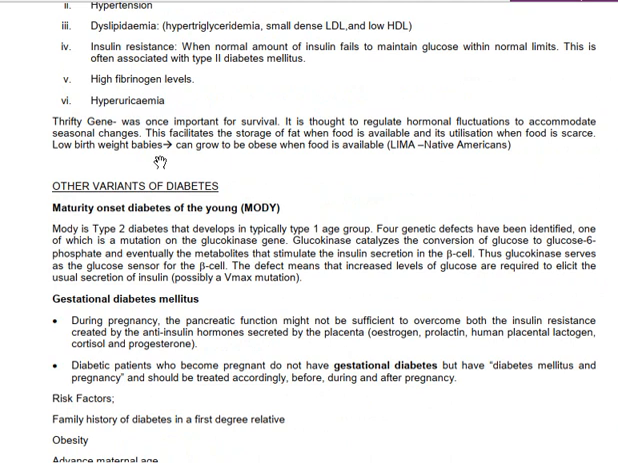Now, what are other variants of diabetes? We have type 1 diabetes, we have type 2 diabetes. Other variants of diabetes, we have maturity onset type diabetes of the young. Is it clear? So MODY. So this MODY is a type 2 diabetes.